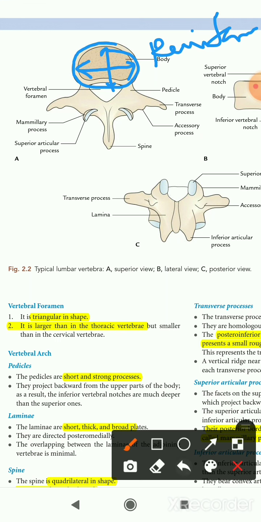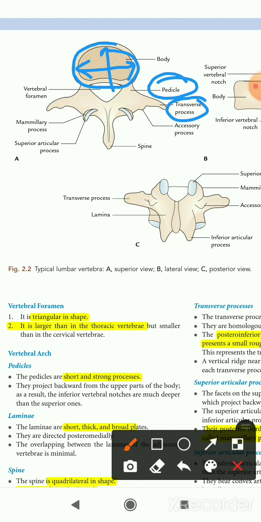Now come to the pedicle. We told you the pedicle is short. Look at that, the pedicle is short and stronger, and the transverse process is thin and tapering, and on the posterior surface of the transverse process there was a small rough elevation which is known as the accessory process.